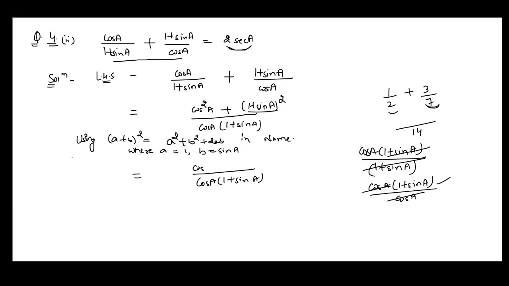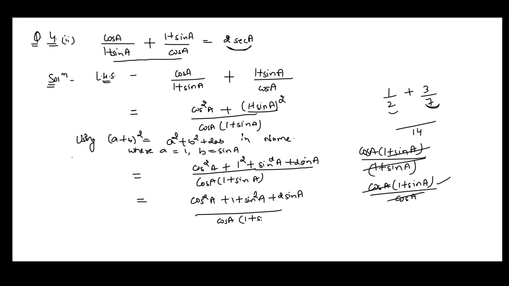What we are left with is cos square A at its place plus a plus b whole square. A square means 1 square, b square means sin A whole square, that is sin square A, plus 2 times ab, which is 2 times 1 times sin A, that is 2 sin A, right? Which can be written as cos square A plus 1 plus sin square A plus 2 sin A over cos A times 1 plus sin A.